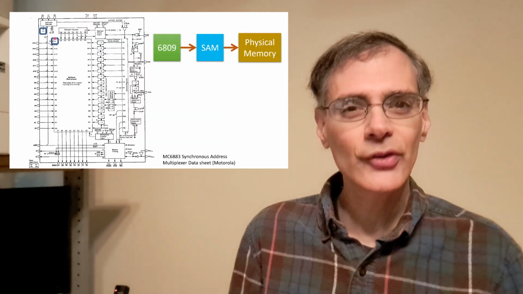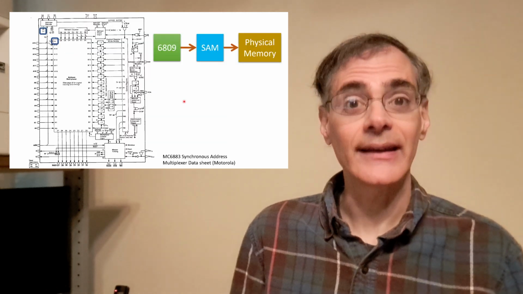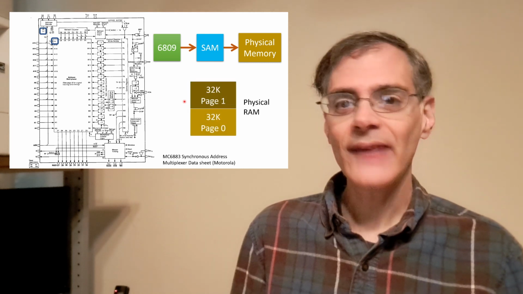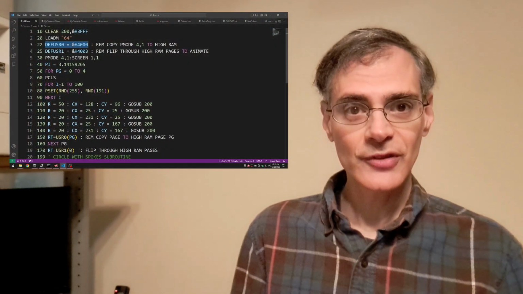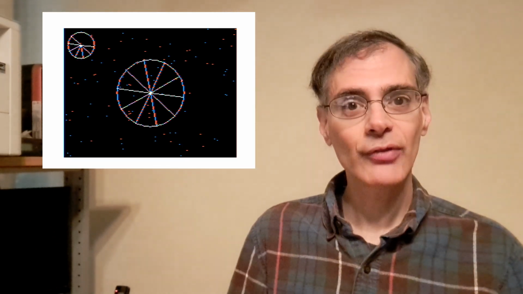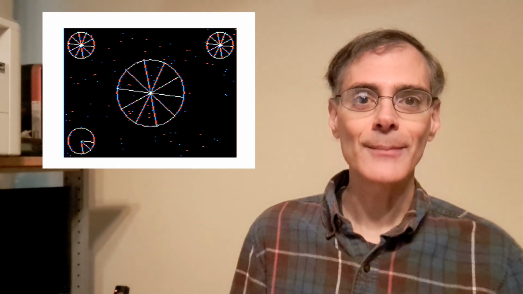Today we're going to talk about how the SAM assigns memory addresses to physical memory, why it looks like half of that memory is missing, and how you can control the SAM to get that memory back. To demonstrate, we're going to look at a sample app that draws a bunch of pictures on the high-resolution graphics screen, and then captures those frames and copies them up to that missing memory. Then it will animate through those frames, and it will look like it's moving.